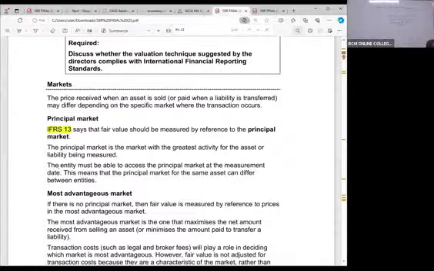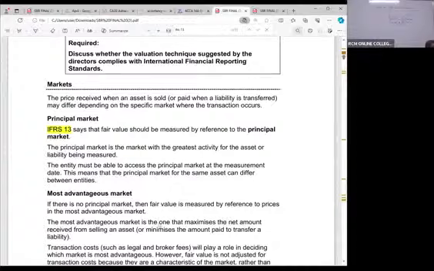And then we have the most advantageous market, where you're going to get the biggest benefit, where your net selling price will be highest. So if there is no principal market, then fair value is measured by reference to prices in the most advantageous market. The most advantageous market is the one that maximizes the net selling amount.